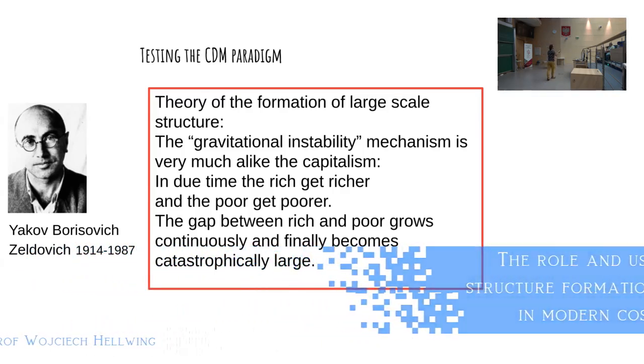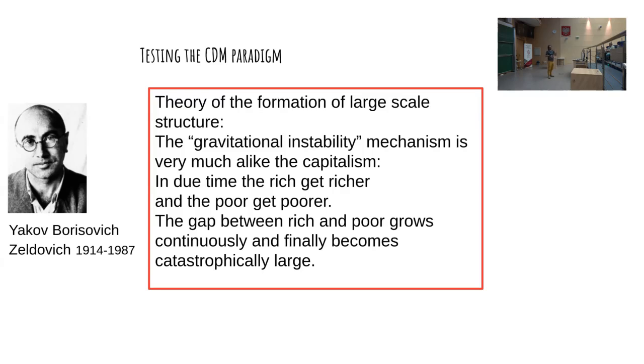This was the top-down approach promoted by most Soviet scientists, and the star of this was Yakov Borisovich, who, by the way, apparently is attributed this quotation when he said about the gravitational instability, that the theory of formation of structure, the gravitational instability mechanism, is much like capitalism. In due time, the rich get richer and the poor get poorer. The gap between rich and poor grows continuously and finally becomes catastrophically large.